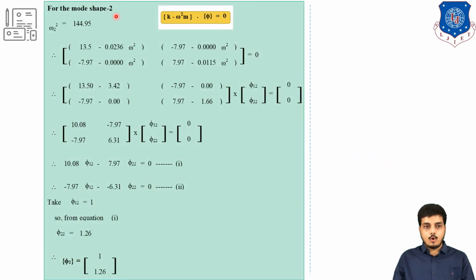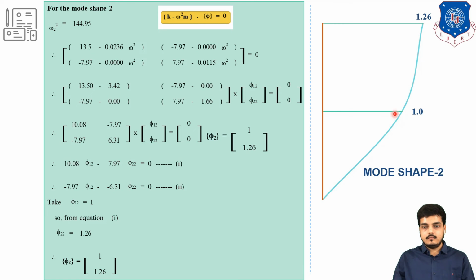Similarly, we will find mode shape 2, but placing the omega 2 value as 144.95. Same matrix, just the value of omega has been changed. Similarly, we can find equation 1 and equation 2. The only change is phi 12 and phi 22, the effect on 2 due to mode shape 2 and effect on 1 due to mode shape 2. Here I have assumed phi 12 as 1, so I have got the phi 22 value as 1.26 positive. So whenever the first floor is at unit value, the second story will be at 1.26. So this was all for the mode shape.